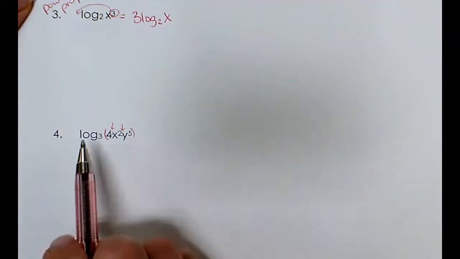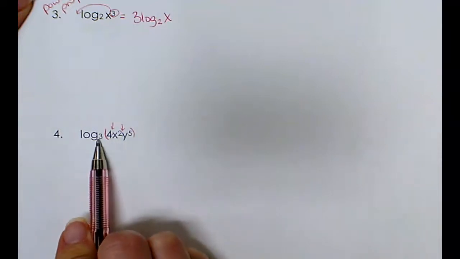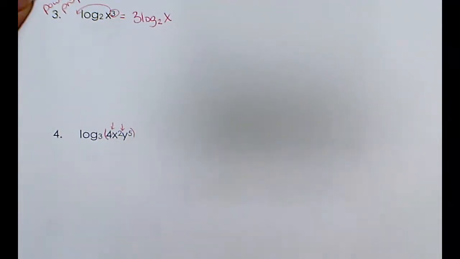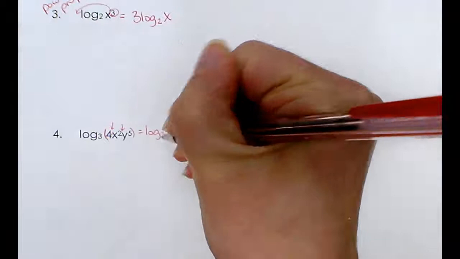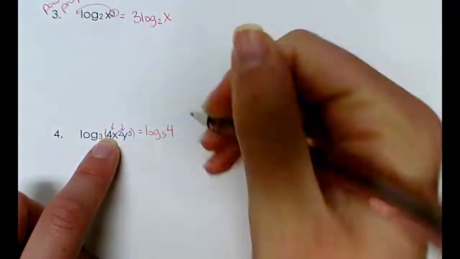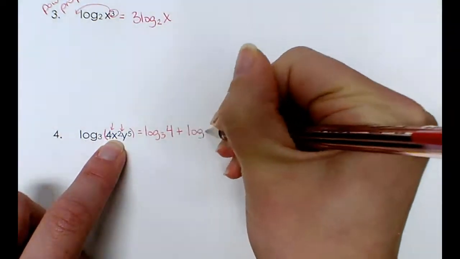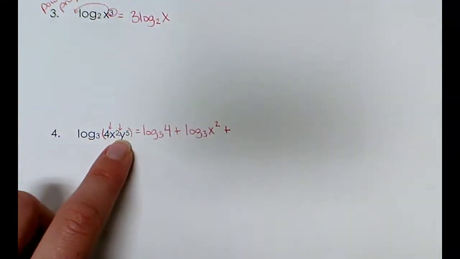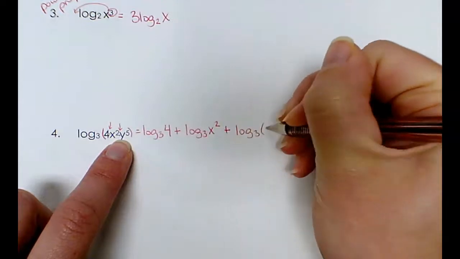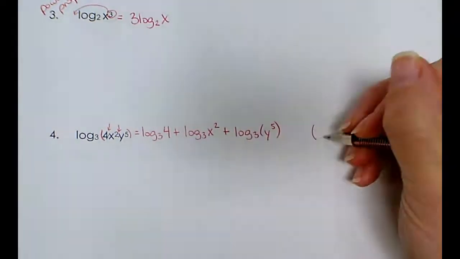Product property states that if you have log base 3 of a product, then you can break it into log base 3 of each individual piece of the product and add the logs together. So I'm going to expand this to be log base 3 of the first piece of the product, 4, plus, because we're multiplying, log base 3 of the second part of the product, plus, because we're multiplying, log base 3 of the last part of the product. And I didn't mean to put parentheses around that, it just kind of happened, but it's okay. It's correct. So this, we used product property.